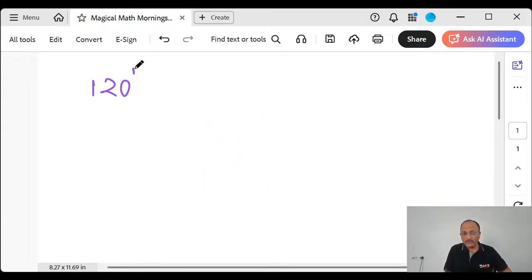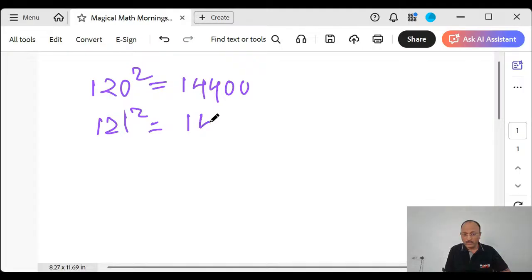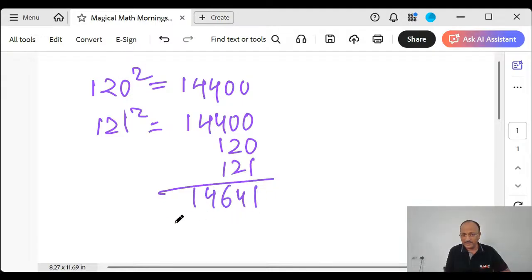120 square means what we'll do? 12 square we know, 144, followed by two zeros. Correct? Suppose you want to find 121 square, what we'll do? 120 square we'll start. For that we'll add 120, we'll add 121. What will we get? 14641. So if you have mastered addition shortcuts, you will be able to directly write the answer like this.